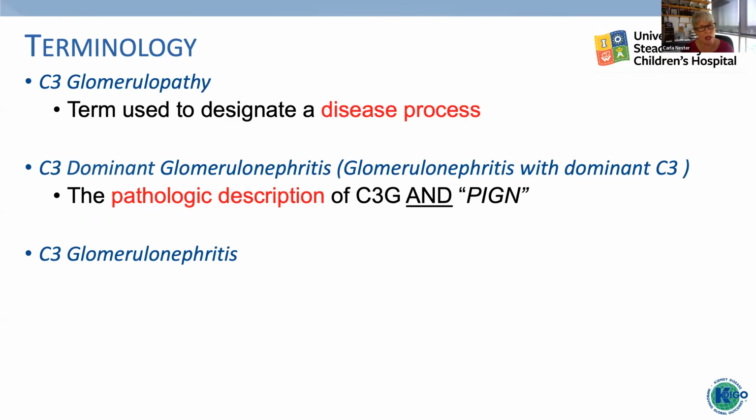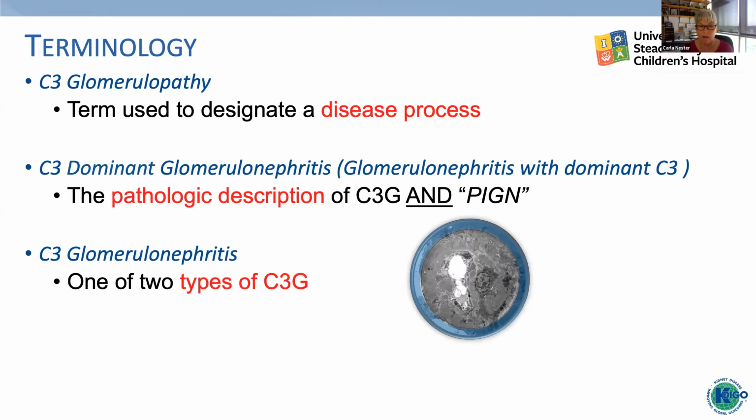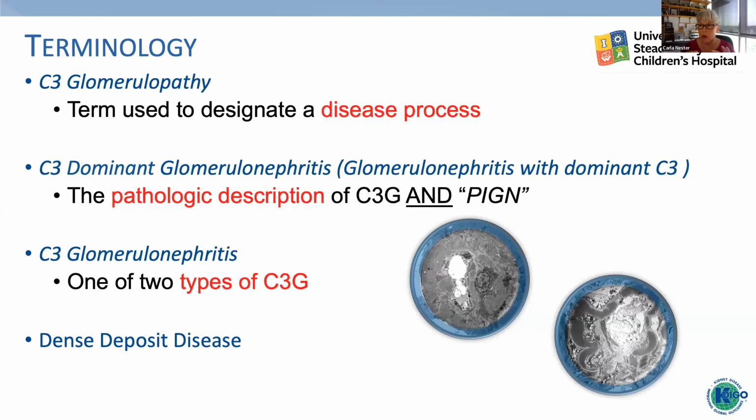And then perhaps a little unfortunate, if you get rid of the dominant terminology, then C3 glomerulonephritis is one of the types of C3G. So those are the fluffier deposits that you were introduced to, as opposed to dense deposit disease, which has those very dense intramembranous deposits. So the confusion can happen when we're speaking about C3 dominant glomerulonephritis, the pathologic description, and C3 glomerulonephritis, one of the varieties of C3G.